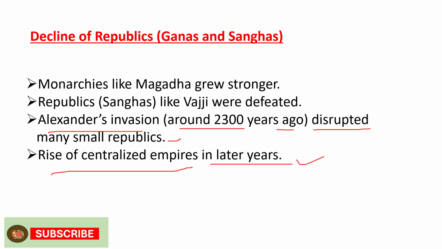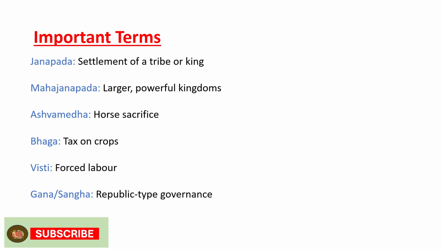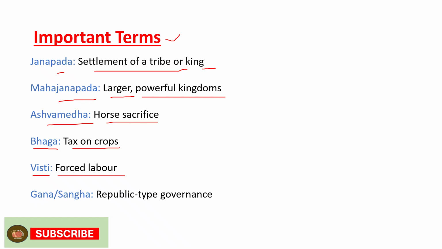So please take screenshots of all the slides and write the notes for revision. These are the important terms to remember. Janapada means settlement of a tribe or king. Mahajanapada means large powerful kingdoms. Ashwamedha means horse sacrifice. Bhaga is a tax on crops. Visti means forced labor. Gana Sanghas are a republican type of government. These are very important keywords to remember for all the exams.